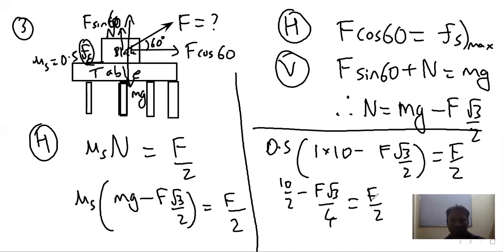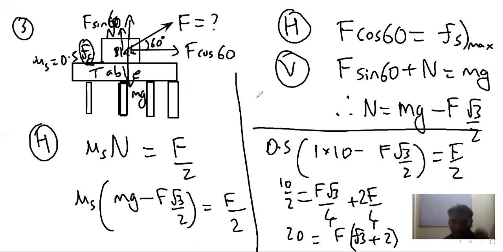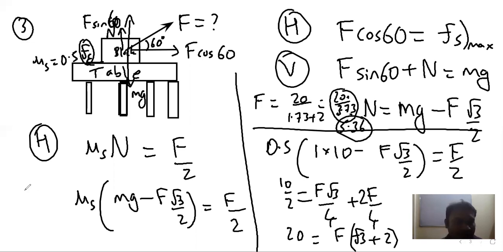So if I take this on the other side, minus becomes plus. Plus F √3 by 4 on the other side, and F by 2 into 2 gives 4, so here we'll have 4 in the denominator. So from this 5 into 4, which is 20, is F into root 3 plus 2. The value of F comes out to be 20 upon 1.73 plus 2. So this is 20 upon 3.73, which comes out to be 5.36 approximately. So the correct answer to this question is option B, 5.36 Newton.